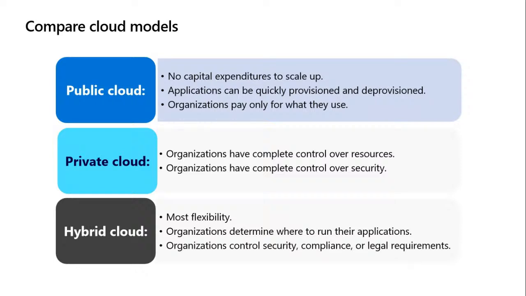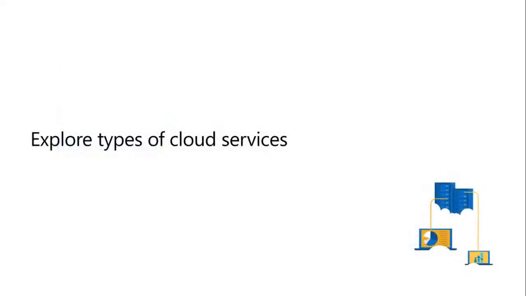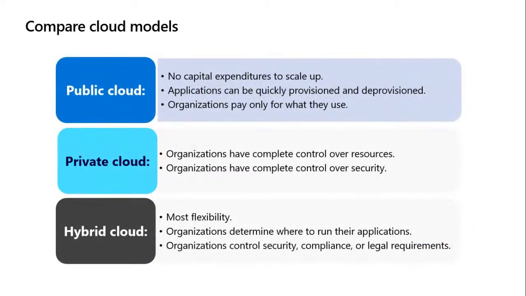And then the hybrid cloud is the most flexible. As I told, the organization can decide whichever data has to be stored in my local data center and whichever data I need in the central cloud, and determine where applications can run, either in the public or in the private form. And the organizations can control security, compliance, and legal requirements as well. These are the types of cloud models, and this is the comparison between them.